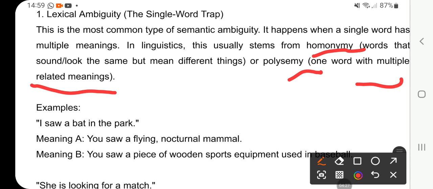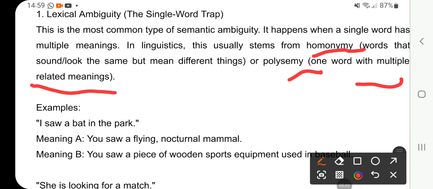Before proceeding, let me give you an example of homonymy and polysemy, so you will be able to understand what is homonymy and polysemy. So homonymy is the same sound word and same spelling, right? Means one word has multiple meanings. I gave you the example of bat. Bat is the cricket bat or flying mammal, right?